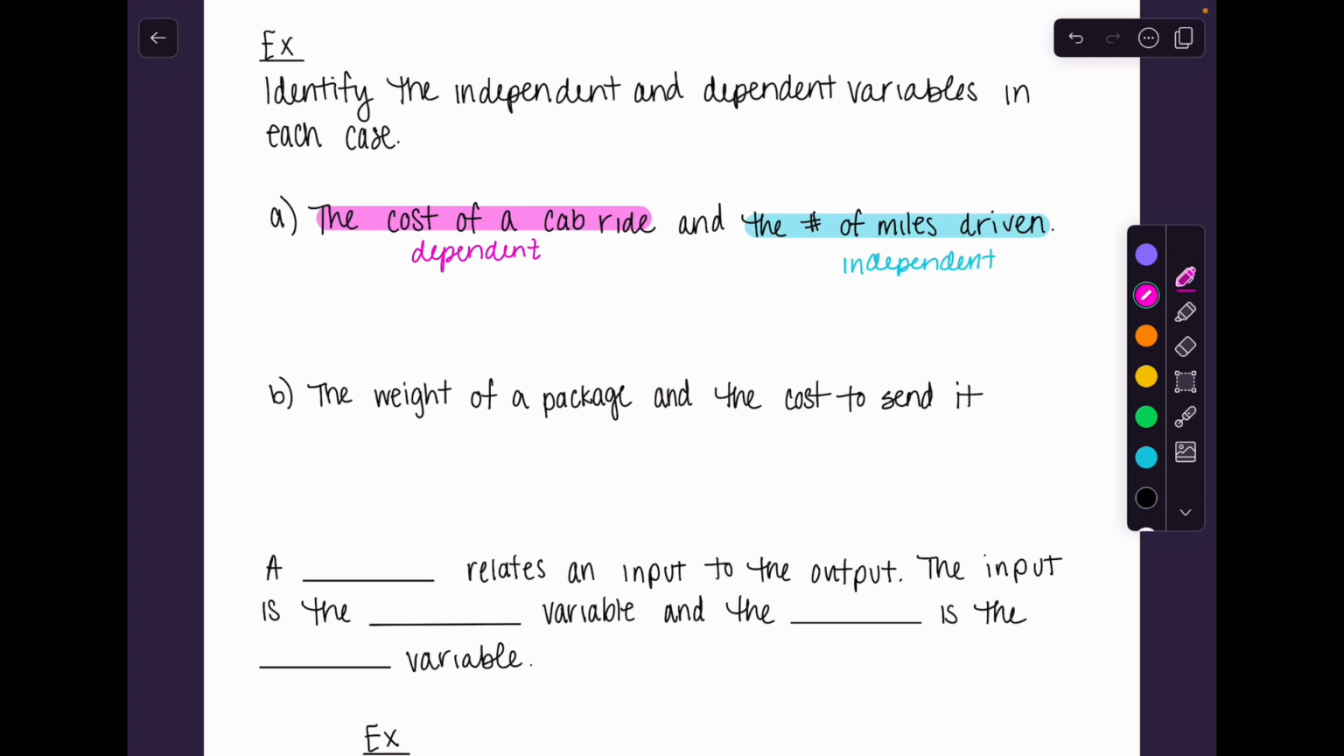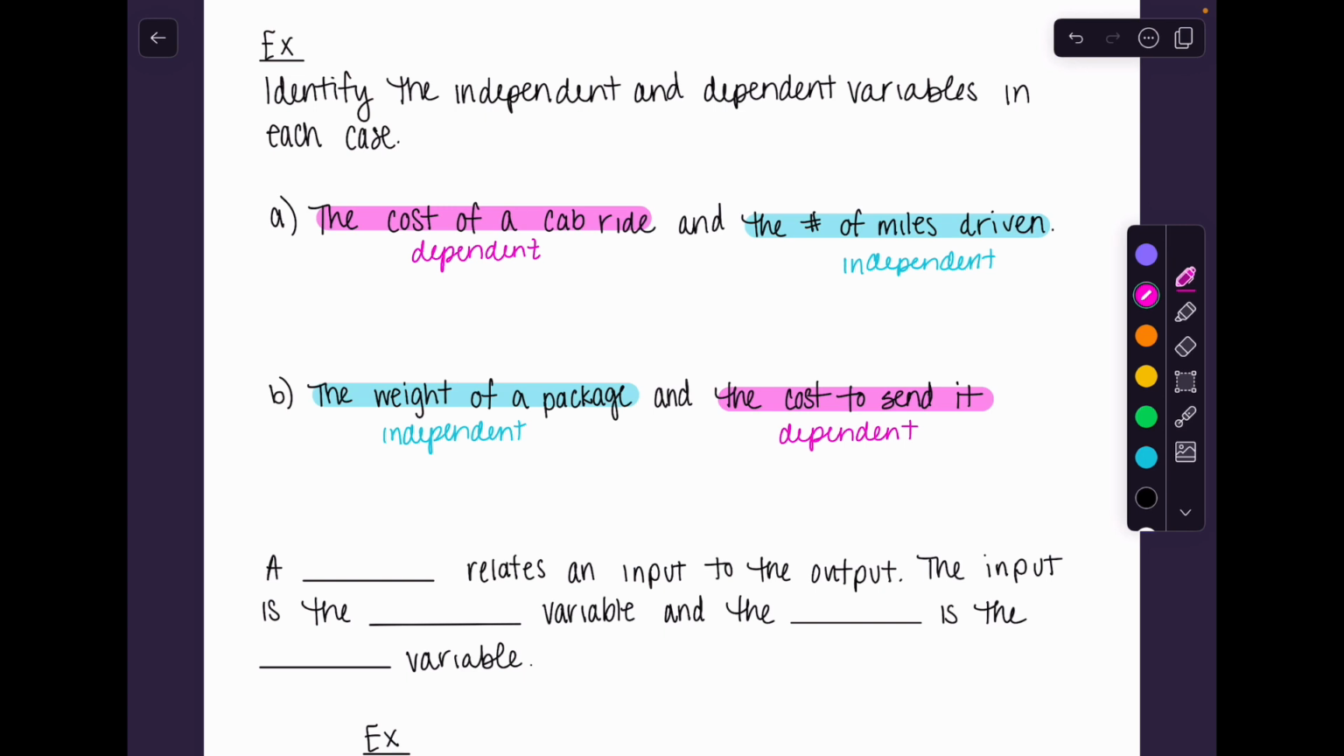Same thing for this next one, the weight of a package and the cost to send it. If you think about the weight of the package, you have to mail that thing. It's whatever weight it is. So in this particular situation, the weight of the package is going to be our independent variable, while the cost is going to depend on how heavy our package is. So this would be our dependent variable.